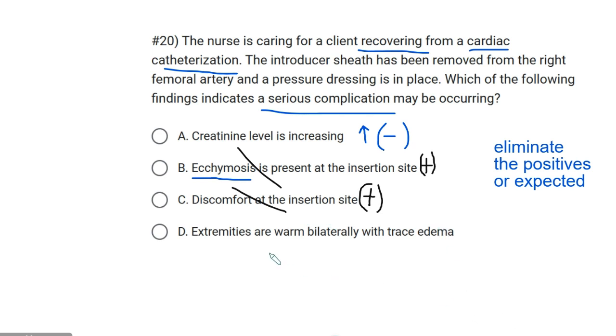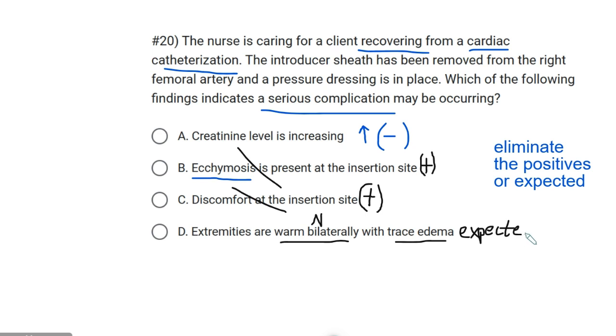Option D, extremities are warm bilaterally with trace edema. We want the extremities to be warm in their lower extremities. We want their legs to be warm. That shows that there's good circulation. So this is normal. We'll put an N here for normal. And trace edema may be expected a little bit. They haven't been up walking around and moving around for a period of time. And so potentially they could have a slight small amount of edema, not even enough to give it a +1 or +2, whether it's pitting or dependent. It is just a trace. So we can just say that this is also expected.